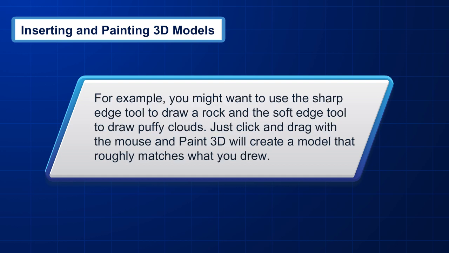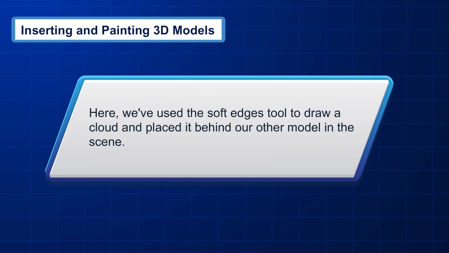For example, you might want to use the Sharp Edge tool to draw a rock and the Soft Edge tool to draw puffy clouds. Just click and drag with the mouse and Paint 3D will create a model that roughly matches what you draw. Here, we've used the Soft Edges tool to draw a cloud and placed it behind our other model in the scene.